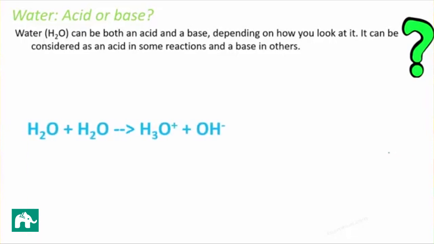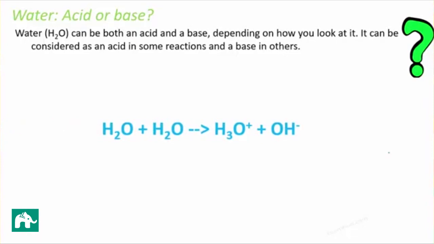So let us look at this particular reaction. Here we see that water reacts with water to form hydronium ions and OH minus ions. Right? So what's happening in this particular reaction? Here we see that this water, H2O, forms H3O plus. While it forms H3O plus, it is taking in one H plus. So accepting H plus ions means it is acting as a base, right?